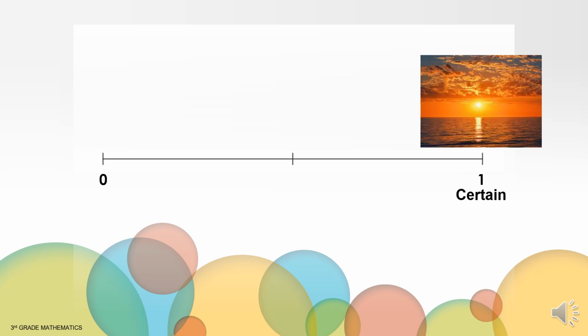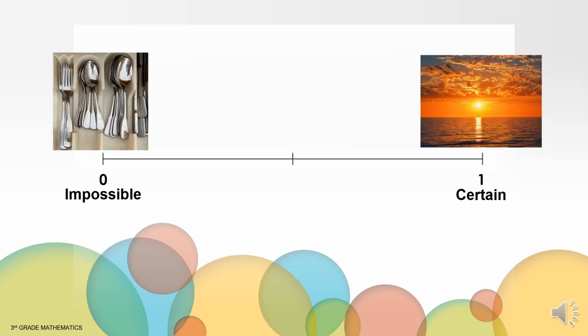When we know that there is no way that something can happen, I say that it's impossible. It is impossible for me to reach into my silverware drawer and take out a plate. There are no plates in my silverware drawer. Events that are impossible belong on the 0 on the number line.